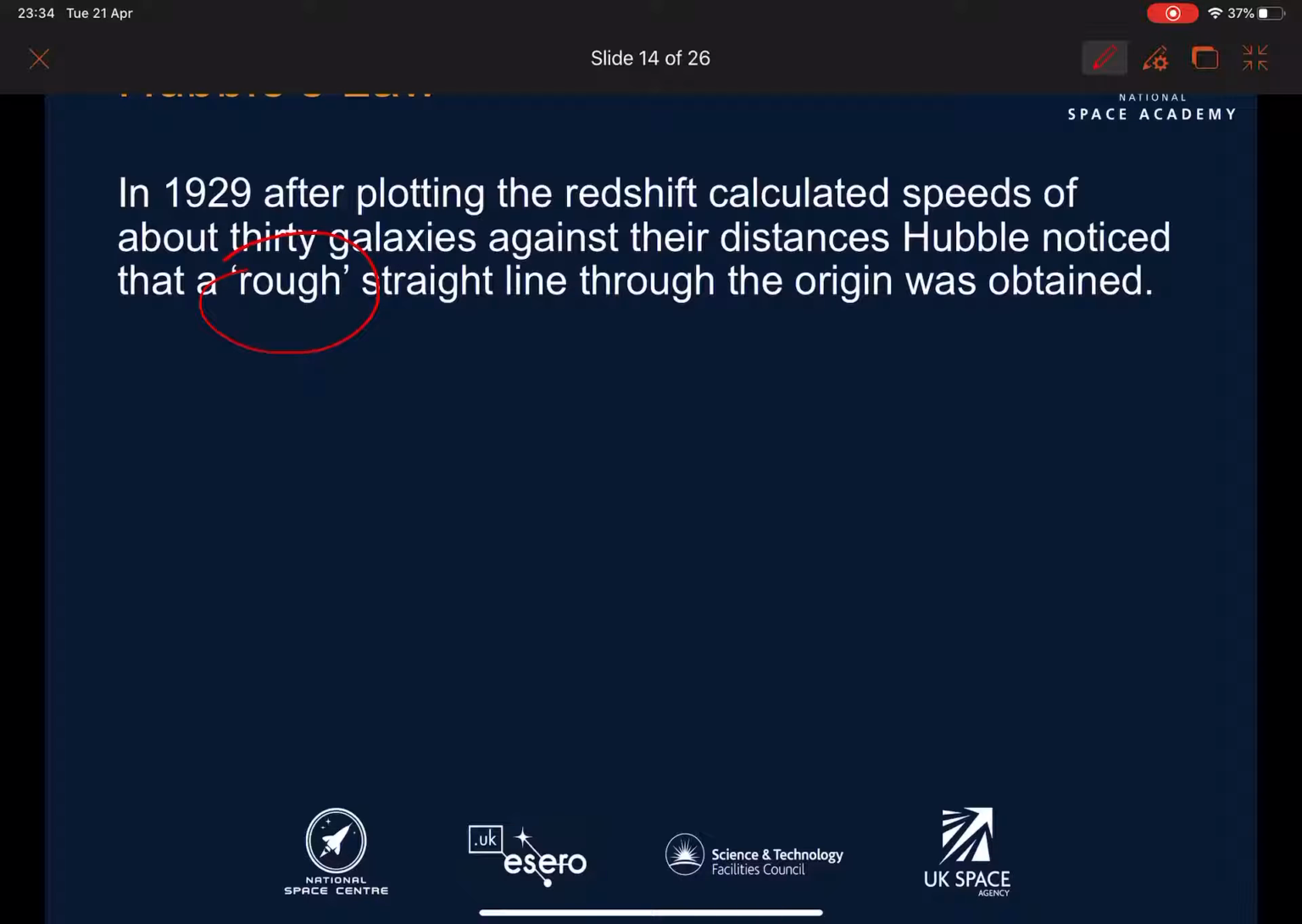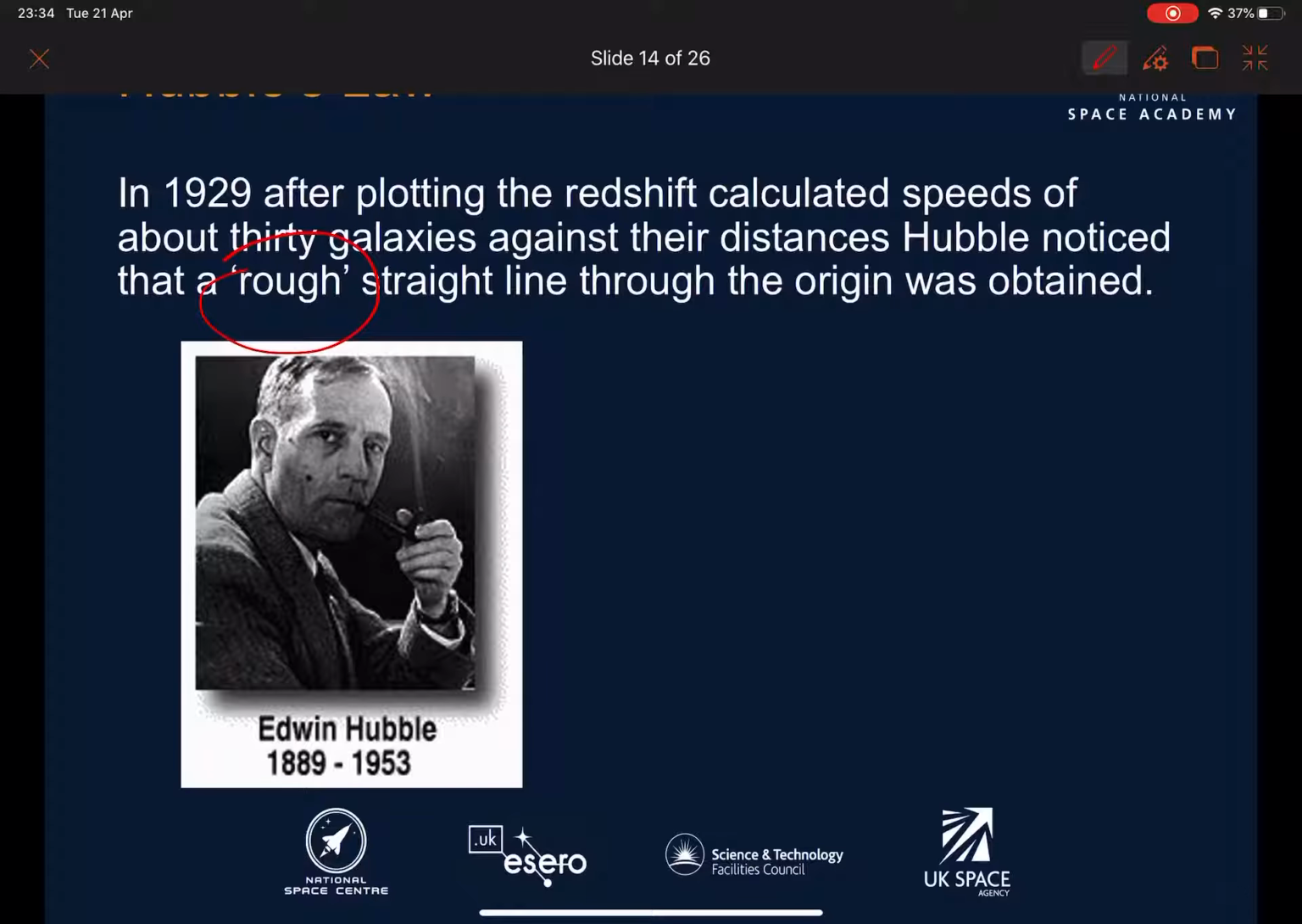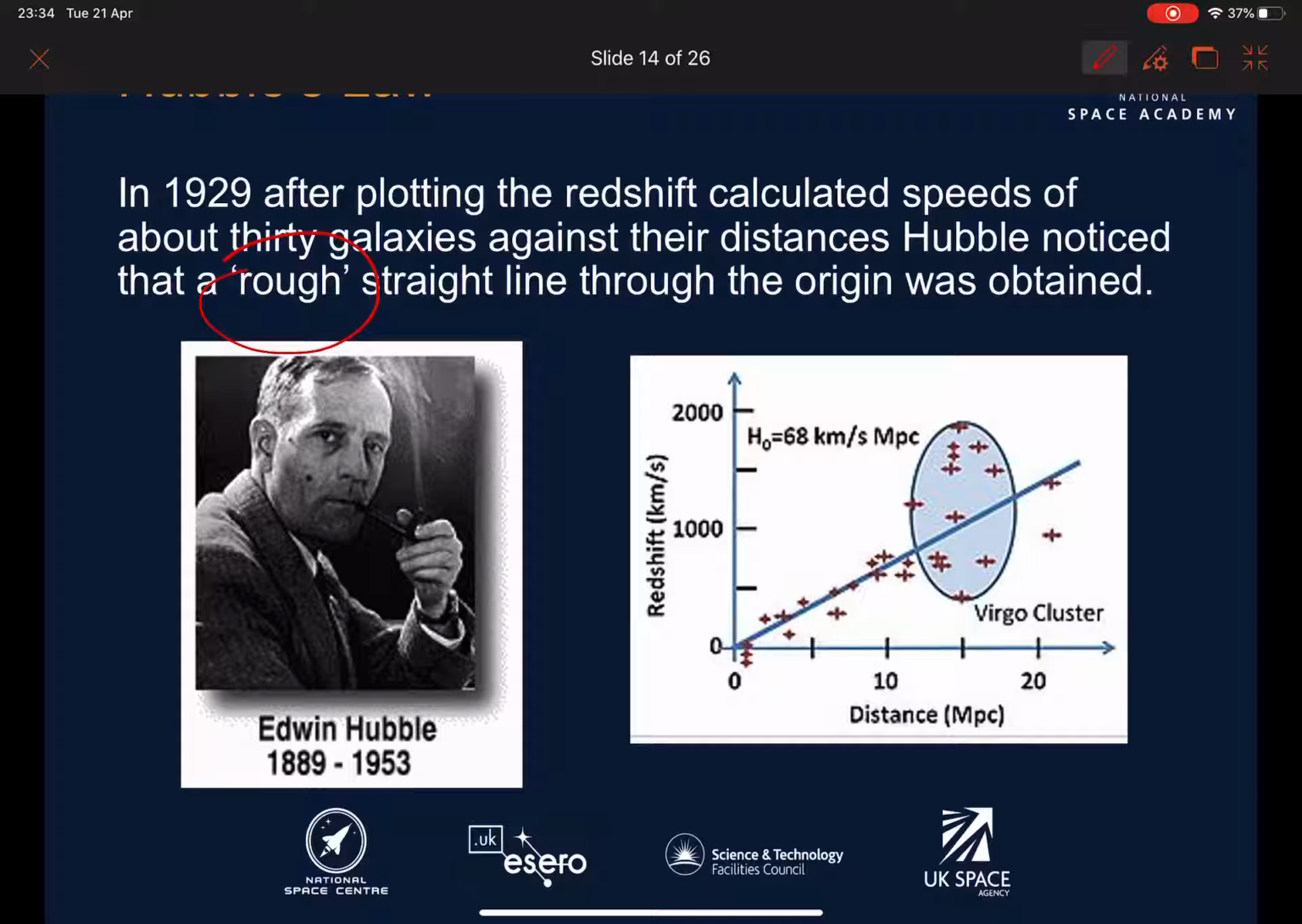When he plotted the speeds of these galaxies against how far away they were, he got something like this. Now, that is a nightmare of a line of best fit because those points are all over the shop. And it's actually astonishing that he got close to a value for the Hubble constant. Bear with me, we'll explain what that is. But it's astonishing that he got close to a value that we still think is correct because really his points were pretty bad.